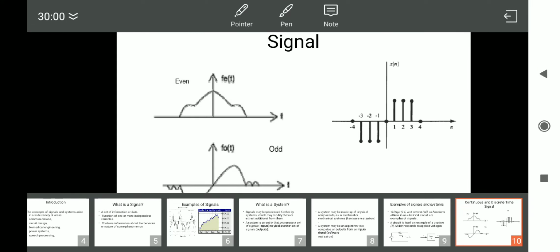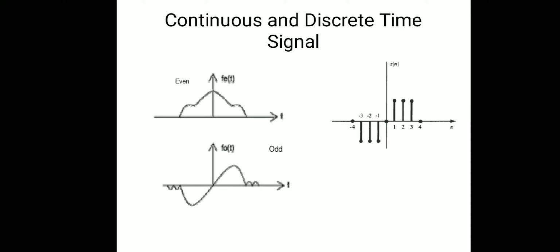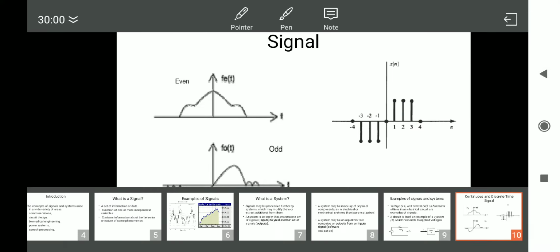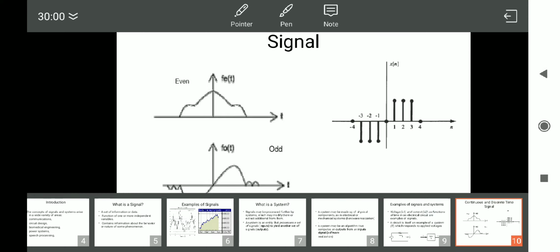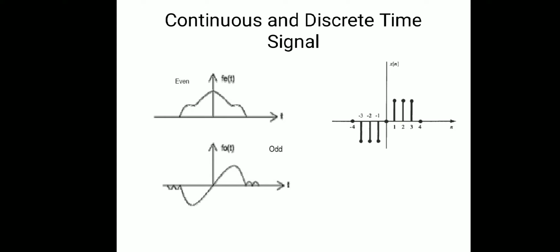Next is about discrete time signals. In discrete time signals, you cannot define the signal at every instant. Look at this sample. At 1 there is a signal, at 2 there is a signal, at 3 there is a signal, and on the left side at -1 there is a signal, at -2 there is a signal, at -3 also there is a signal. In this case you cannot define the signal in between 1 and 2, or in between 2 and 3. In between -1 and -2 also you cannot define, and in between -2 and -3 also you cannot define. That is what a discrete time signal is.